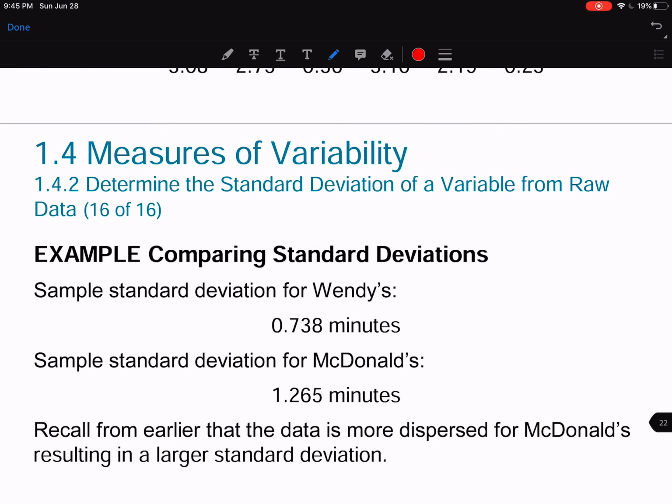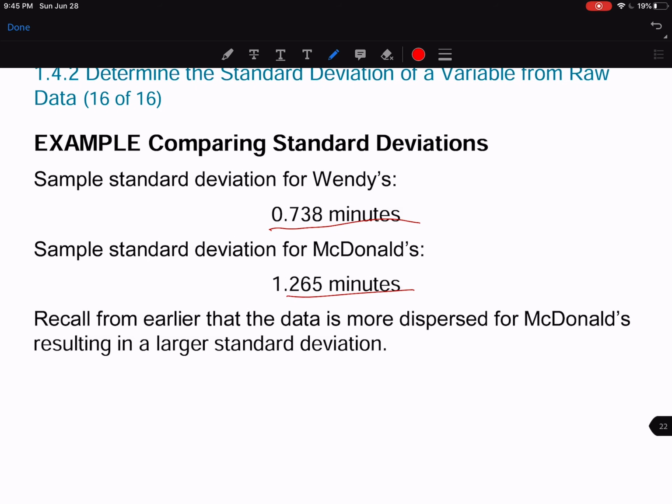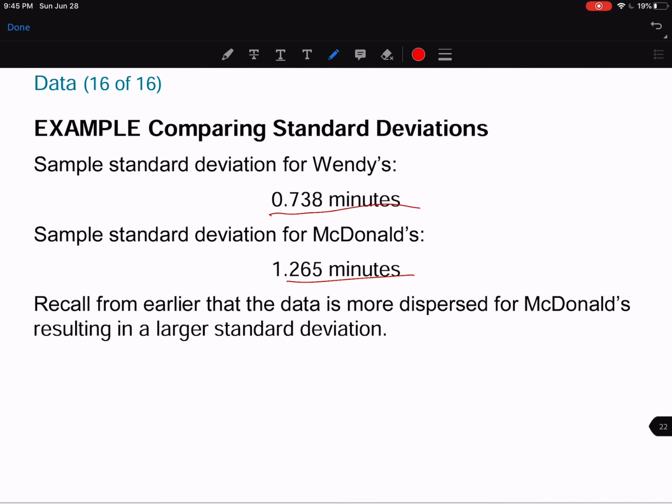Now after the calculation, we got the sample standard deviation for Wendy's is 0.738, and the sample standard deviation for McDonald's is 1.265. So obviously the sample standard deviation for McDonald's is greater than the sample standard deviation for Wendy's. Recall from earlier that the data is more dispersed for McDonald's, resulting in a larger standard deviation.